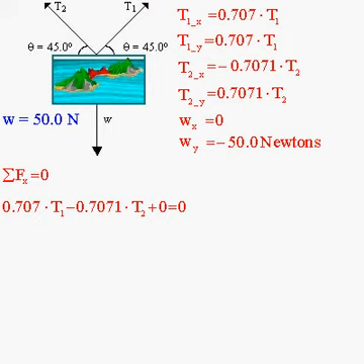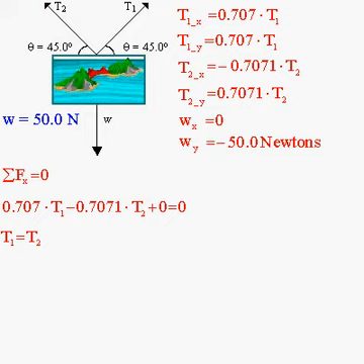However, we can solve for T1 in terms of T2. If I add 0.7071 times T2 to both sides of the equation, I find out that 0.707 T1 equals 0.7071 T2. If I divide both sides by 0.707, I find out that T1 equals T2. So even though I don't know what T1 and T2 are, I know they equal each other. That tells me something.